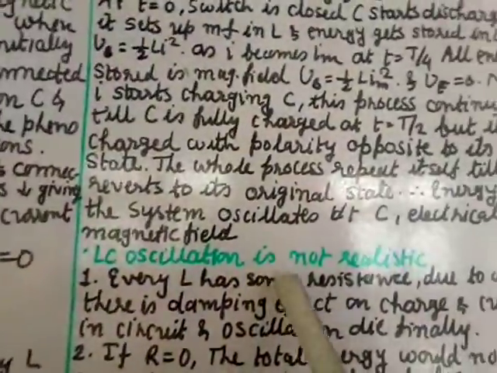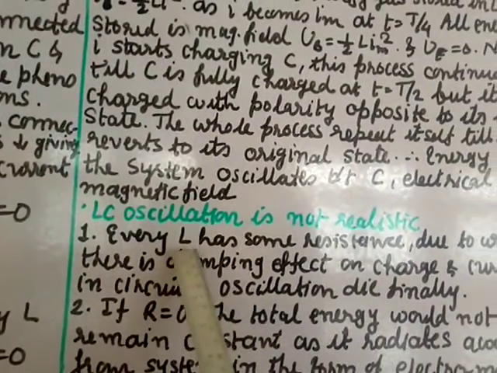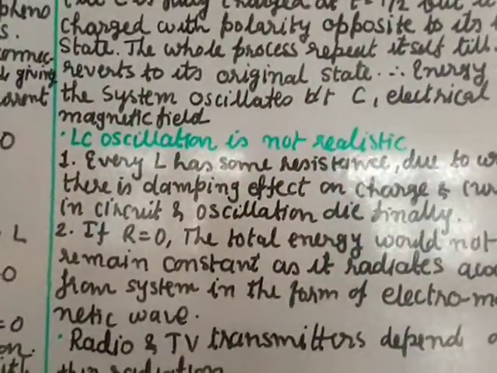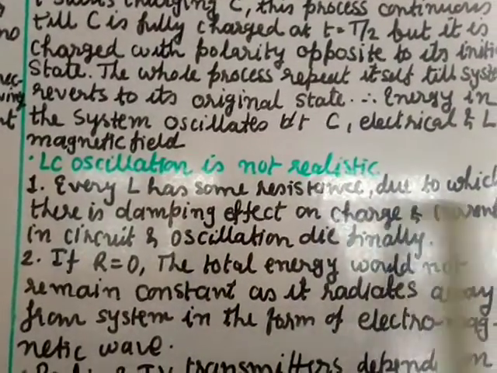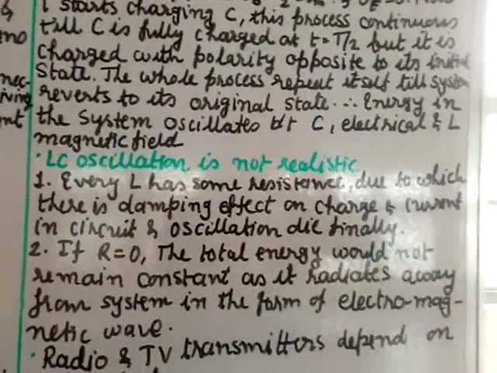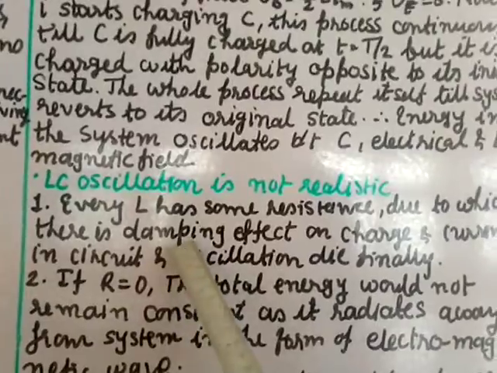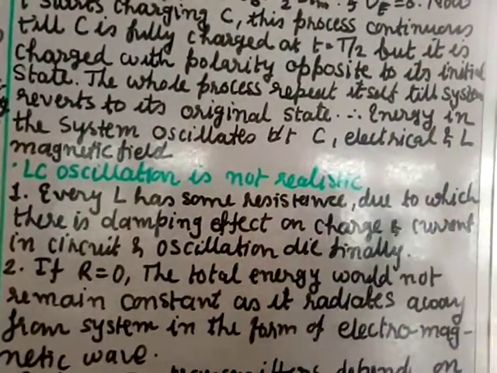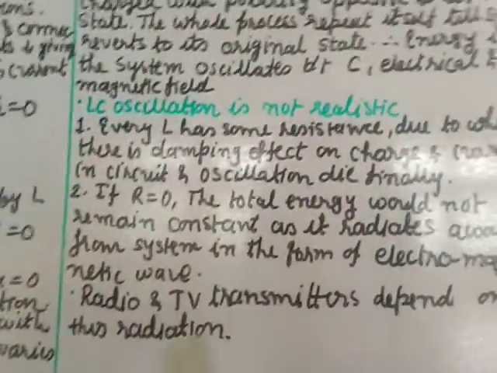Now LC oscillation is not realistic because of two reasons. The first reason is that every inductor has some resistance, due to which there is a damping effect on the charge and current in the circuit, and the oscillations finally die. So since there is resistance in the inductor, there is a damping effect and therefore charge, current and oscillation die finally, which means it will not continue eternally, it will die at some time.